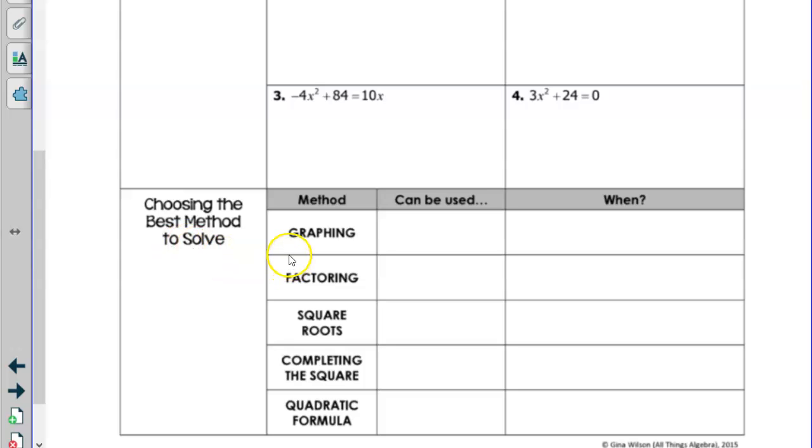So graphing. Can you use it all the time? Sometimes. When could you not use it? When it doesn't have the right numbers. True. When does it not work? When would it not cross the x-axis? When there's no solutions. Why would there be no solutions? What do we call that?